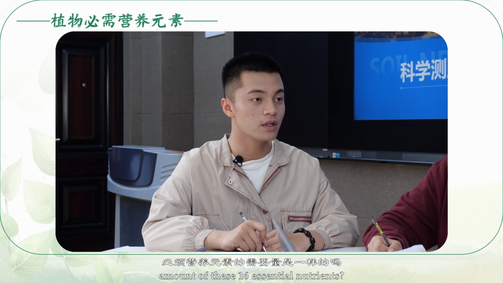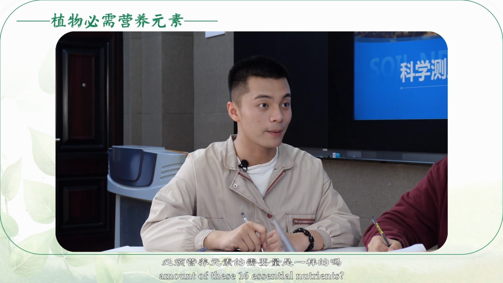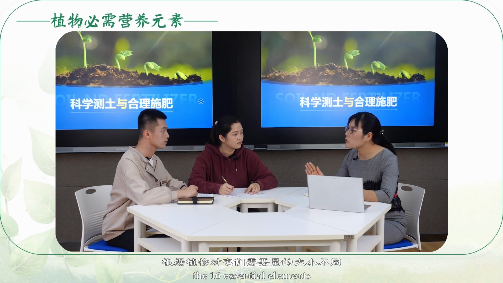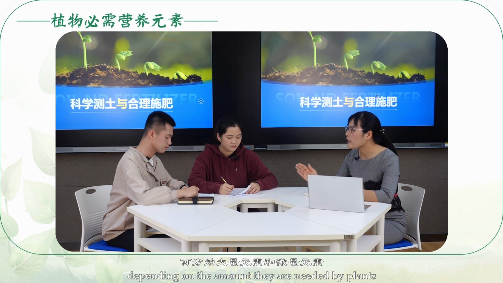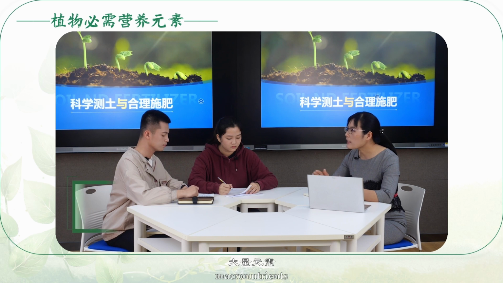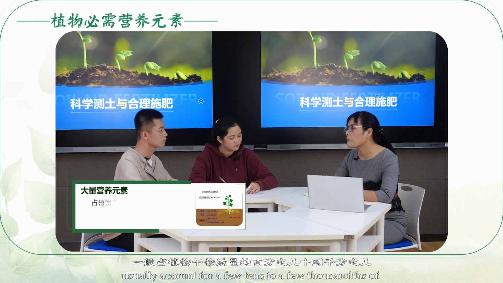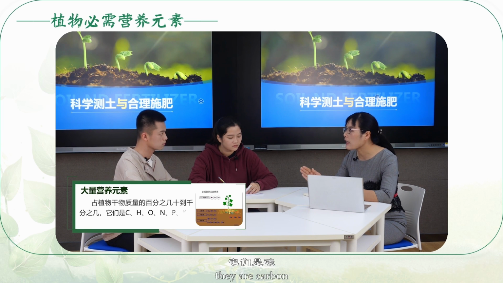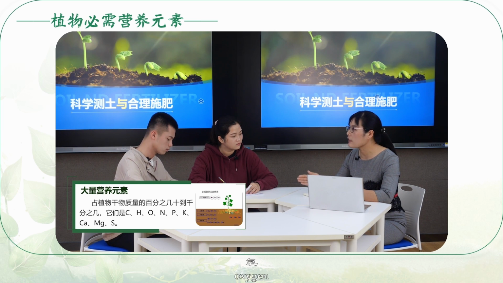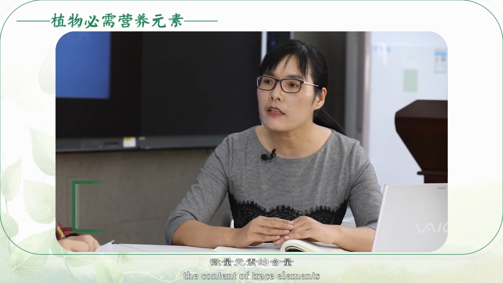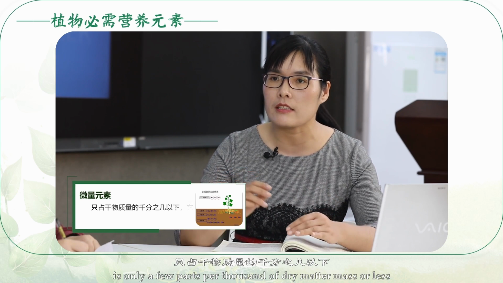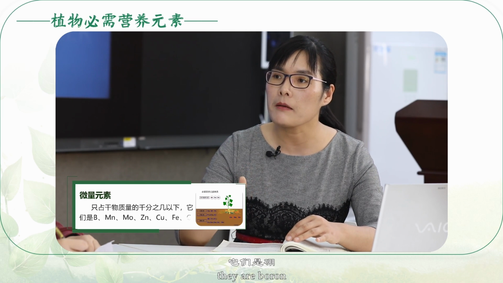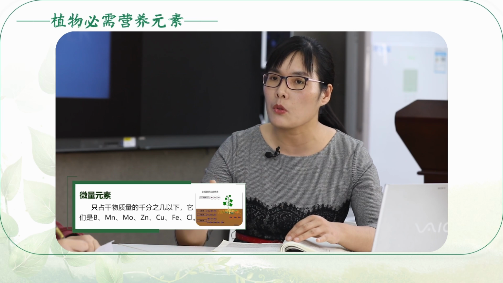Teacher, do plants need the same amount of these 16 essential nutrients? No. The 16 essential elements can be divided into major and minor elements depending on the amount they are needed by plants. Macronutrients usually account for a few tens to a few thousands of the plant's dry matter. They are carbon, hydrogen, oxygen, nitrogen, phosphorus, potassium, calcium, magnesium, sulfur. The content of trace elements is only a few parts per thousand of dry matter mass or less. They are boron, manganese, molybdenum, zinc, copper, iron, chlorine.